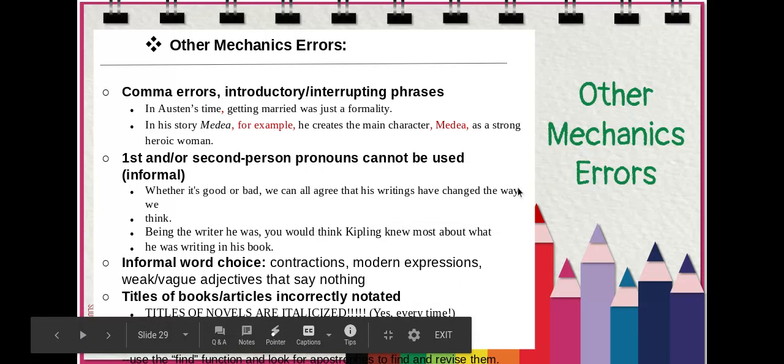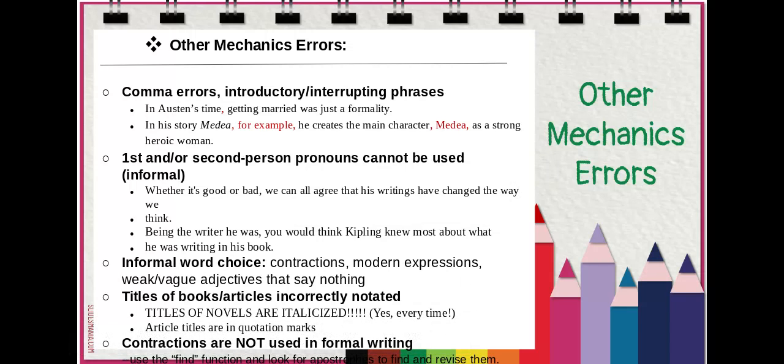And then title of books and articles incorrectly notated. Titles of novels are italicized every time you type them. When you type the title of a novel, it is italicized. It is not in quotation marks. And then article titles are in quotation marks. Contractions are not used in formal writing either.